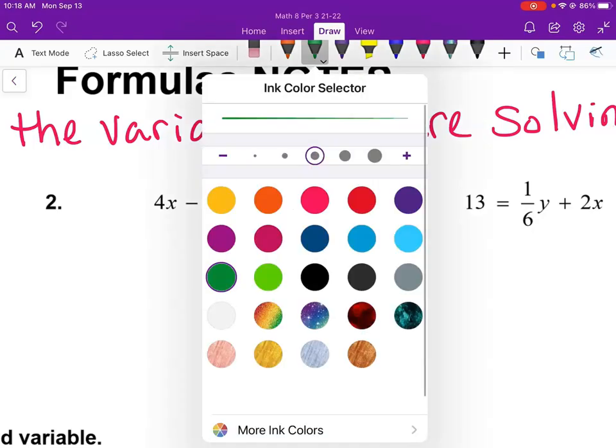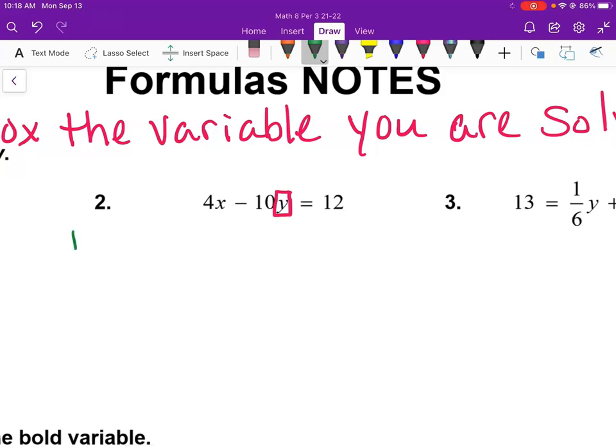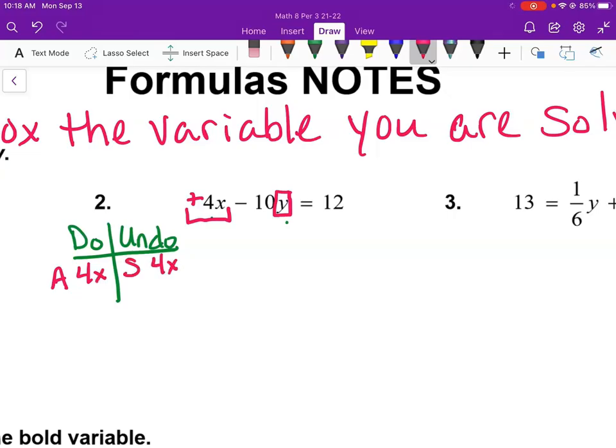Okay, number 2. So again, it wants us to solve for y. So we do our do and undo box. And it says, what's going on between 4x and y? It looks like subtraction, but it's not. What sign is in front of the 4x? It's addition. So we're adding 4x, and then we're going to subtract 4x.